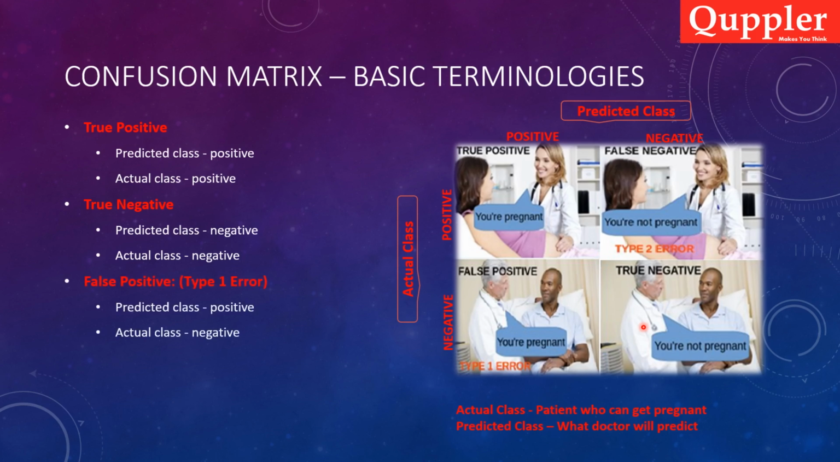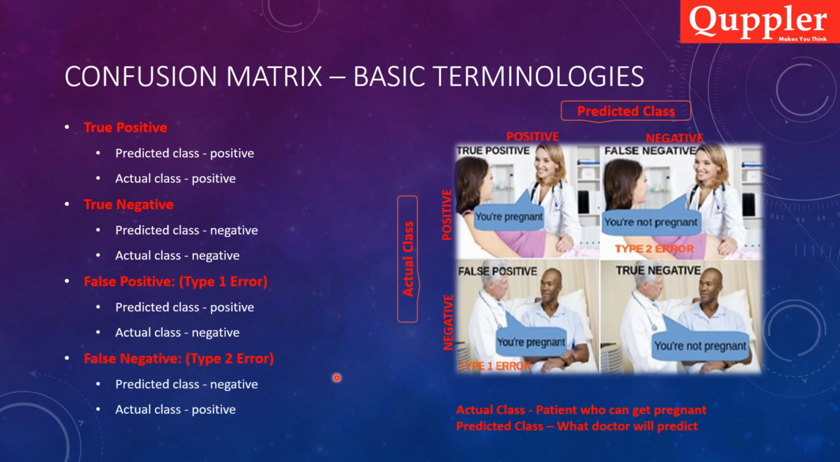Next is the false positive, which is often called a type 1 error, where the predicted class is positive and the actual class is negative. For this scenario, the predicted class is the doctor saying, yes, you are pregnant, whereas this particular man clearly cannot get pregnant naturally. So it comes under the sense of a false positive, which we often call a type 1 error.